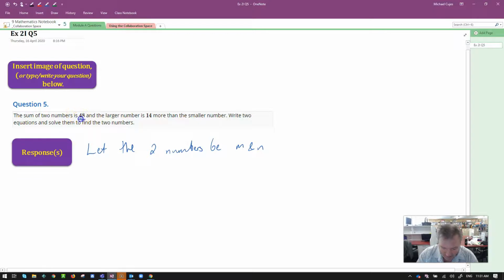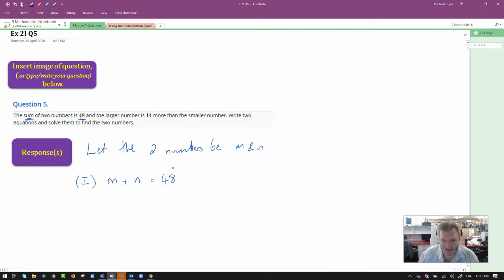The first number I get to is 48, and it says the sum. We remember sum means addition. So my first equation is the sum of the two numbers. That means M plus N is equal to 48. Okay, what about the next one?